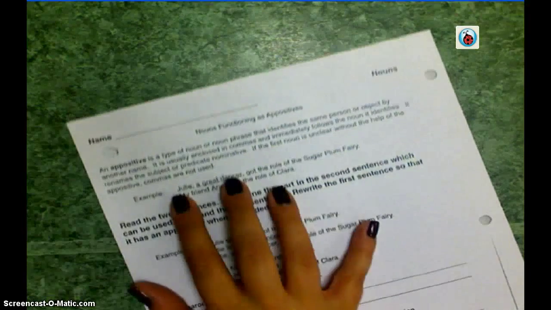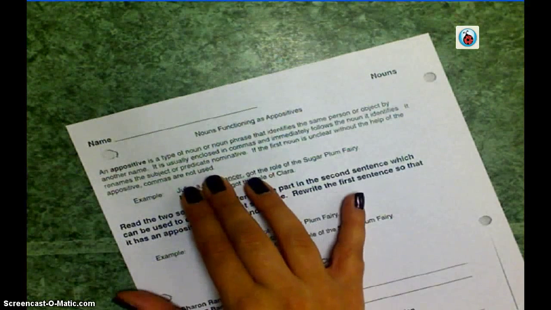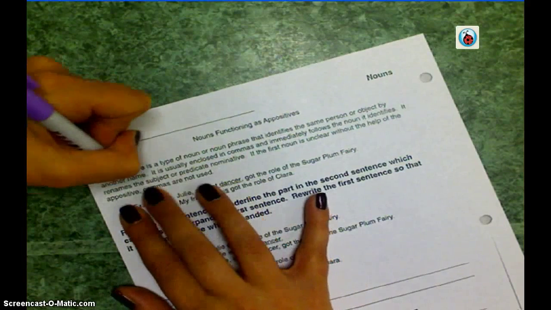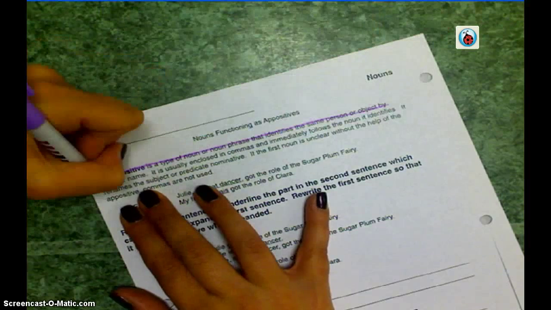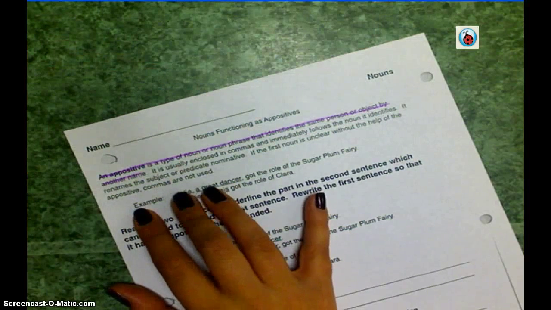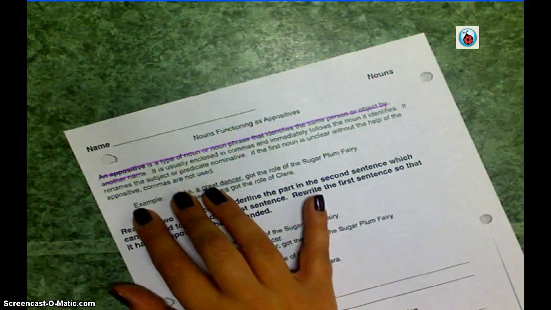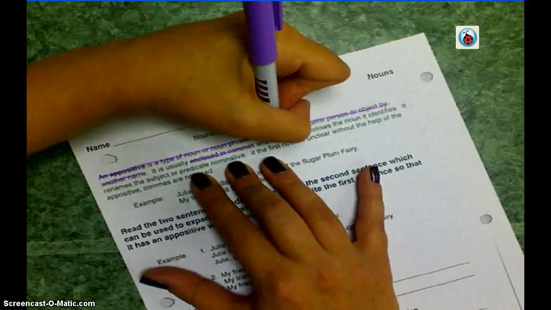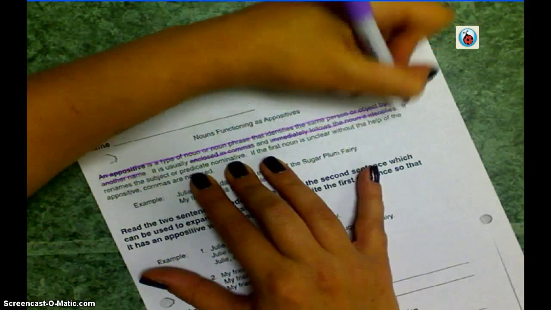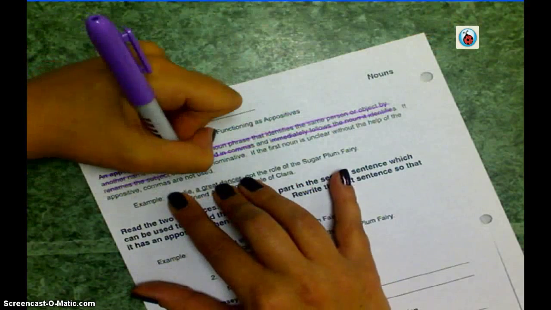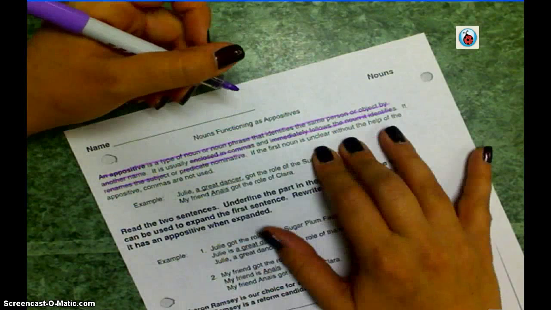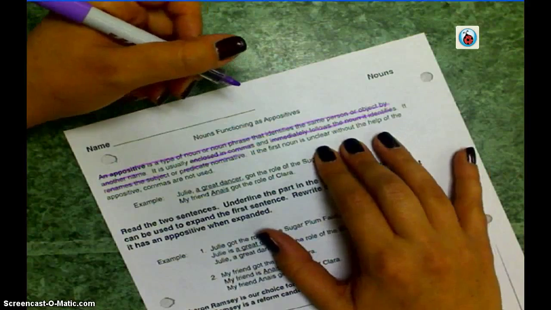So the first thing you want to do is read the paragraph. It says an appositive is a type of noun or a noun phrase that identifies the same person or object by another name. Looks like a definition, so I'm going to highlight it because, as we all know, I am making flashcards to help me study for the grammar test that we're going to have. And this is what you should be doing as well. It's usually enclosed in commas and immediately follows the noun that it identifies. It renames the subject or the predicate nominative and gives us more information. And if the first noun is unclear without the help of the appositive, then commas are not used. And we will see an example of that.